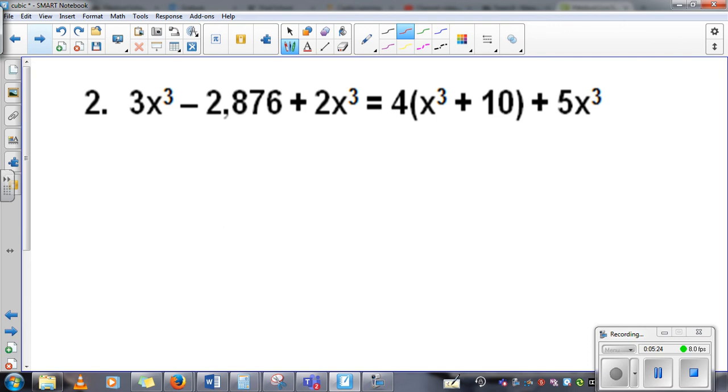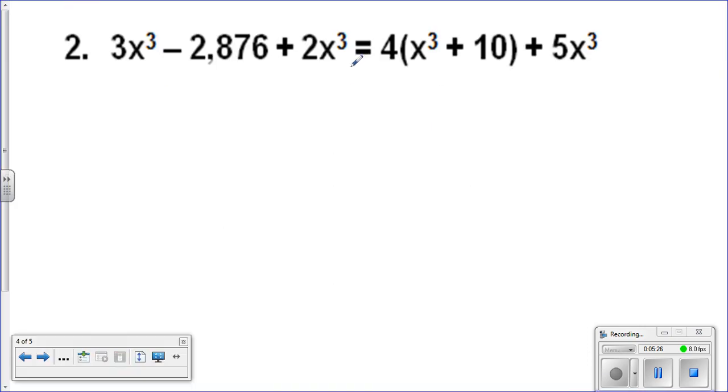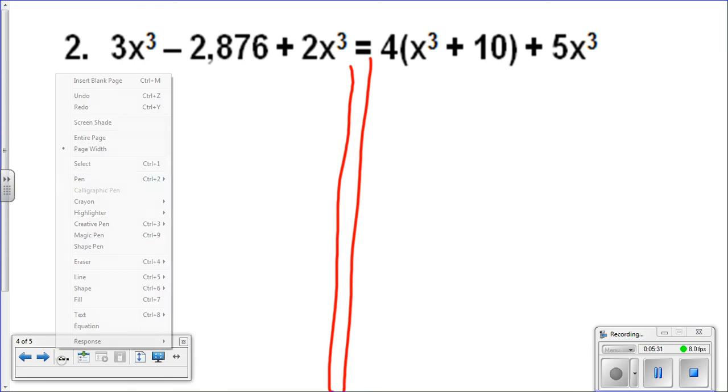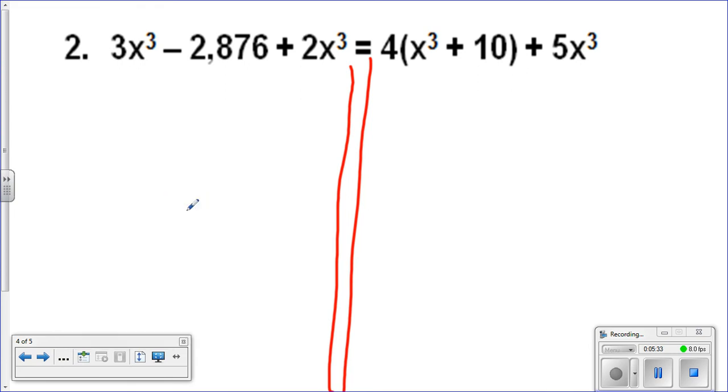Okay, let's take a look at another one. I'll draw my lines down through, and we're going to solve it just like we would any other equation. We're going to ignore the fact that it's x to the third until the very, very end. So let's combine our like terms. So that's going to give us 5x to the third minus 2,876 equals, I think I'll use my distributive property here.